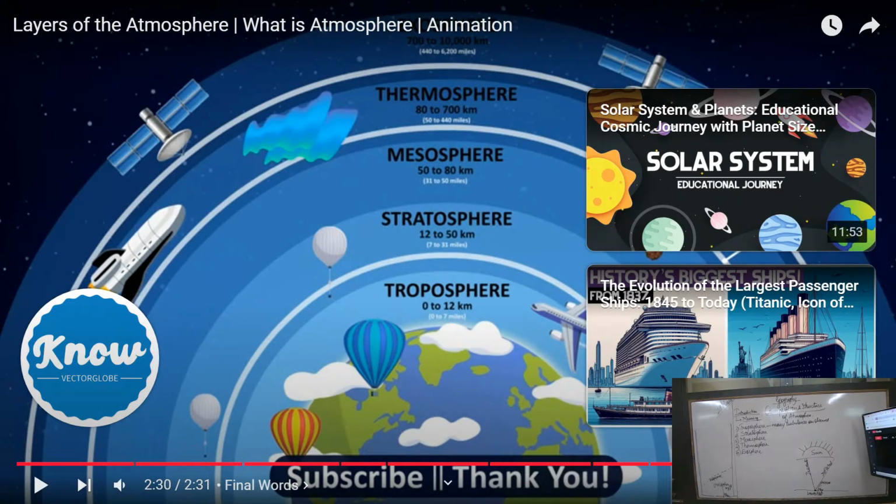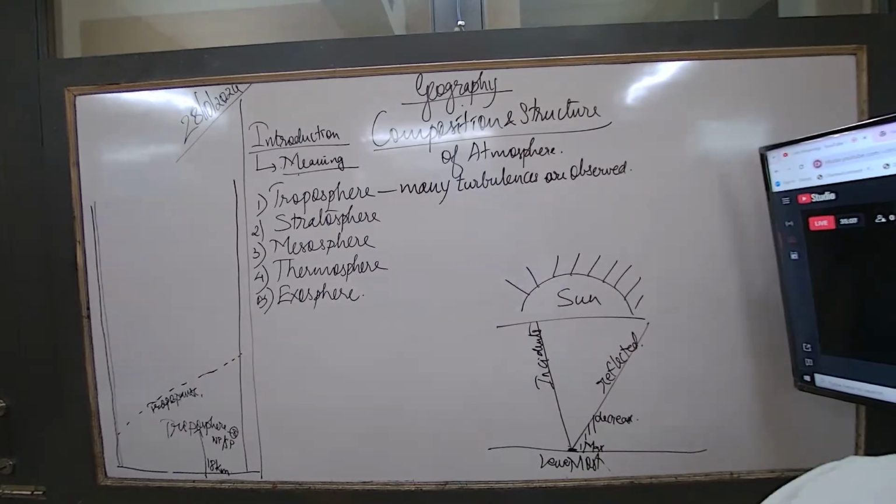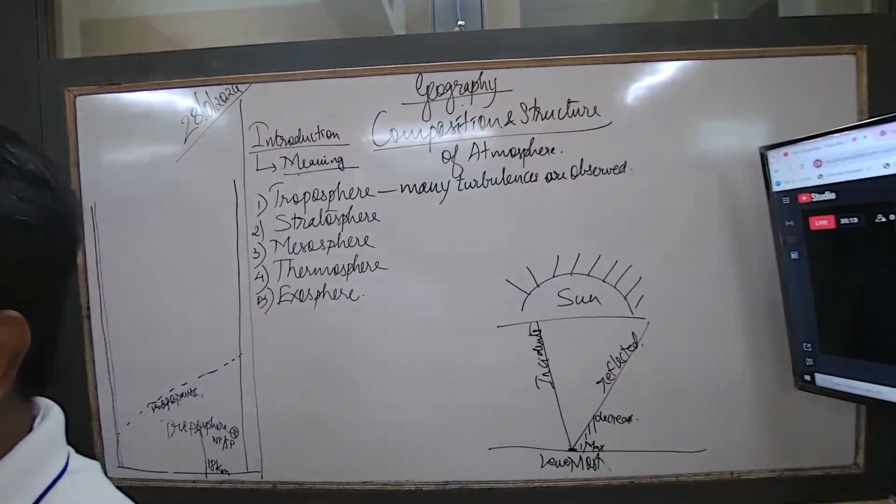Yes. What was the core of it? Let me see. There's nothing. He was saying where the aeroplane travels, which is the troposphere.